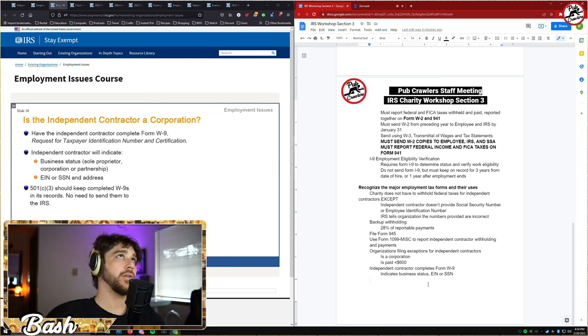Wait, so isn't that just dealing with the corporation then? Yeah, it just depends on how we contracted them. Did we contract them as an individual for their individual service, or did we contract their business? Oh, I see. That's a good way to look at this: are we talking about a person, something a person owns, or something that's an established group?